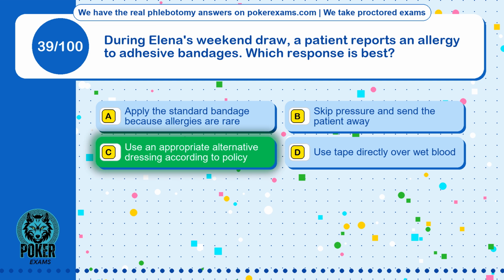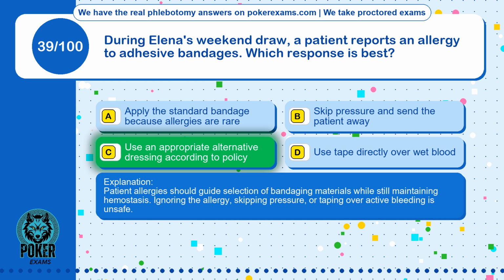The correct answer is option C. Use an appropriate alternative dressing according to policy. Patient allergies should guide selection of bandaging materials while still maintaining hemostasis. Ignoring the allergy, skipping pressure, or taping over active bleeding is unsafe.